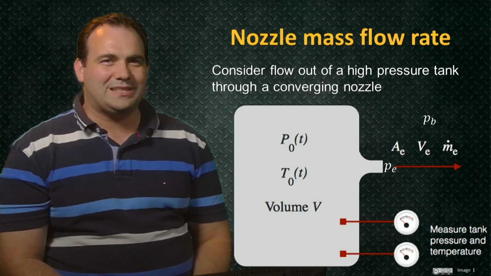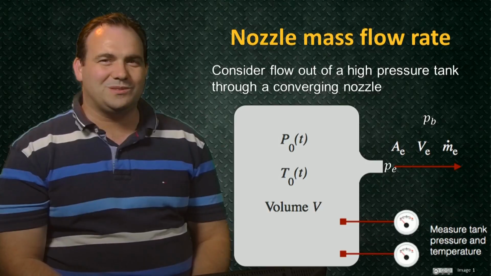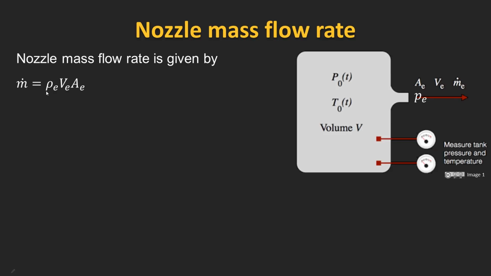Let's determine the mass flow rate escaping through the nozzle. The mass flow rate is given by the product of the density, velocity, and area at the exit of our converging nozzle. We want to express this in terms of the stagnation conditions in the reservoir and the exit pressure PE.